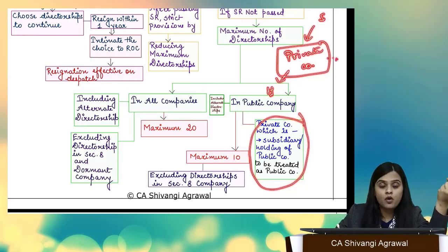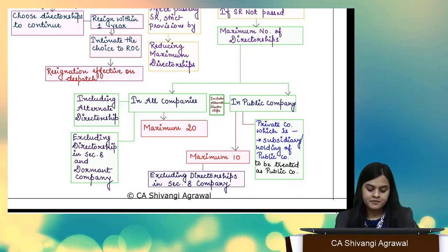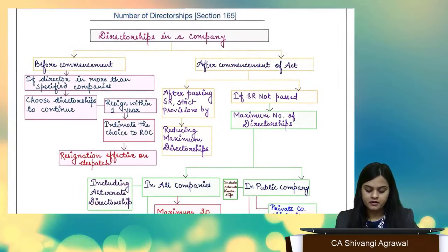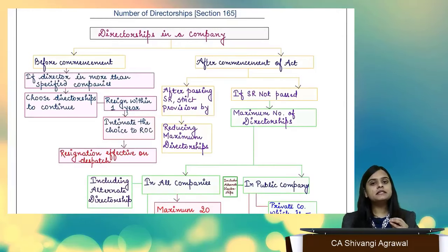For the purpose of section 165, for computing this limit. Now, supposedly before commencement, there was a person who was a director in 50 companies and there was no rule like this. There was no provision like this.